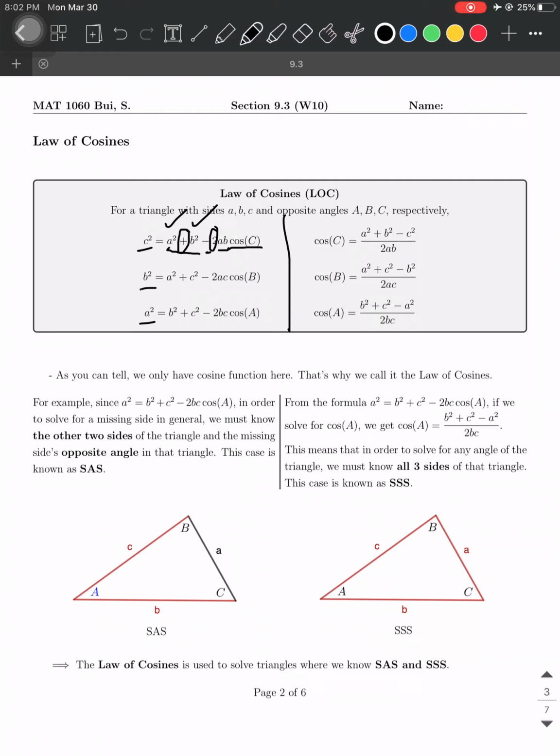And the takeaway in here, the trick to memorize, is that if you're looking for side c, you have to end up with angle C. If you're looking for side b, you have to end up with angle B. If you're looking for side a, you have to end up with angle A. Okay.